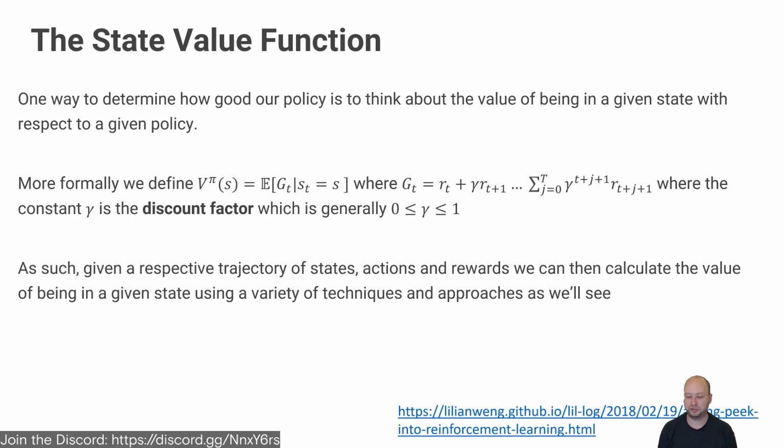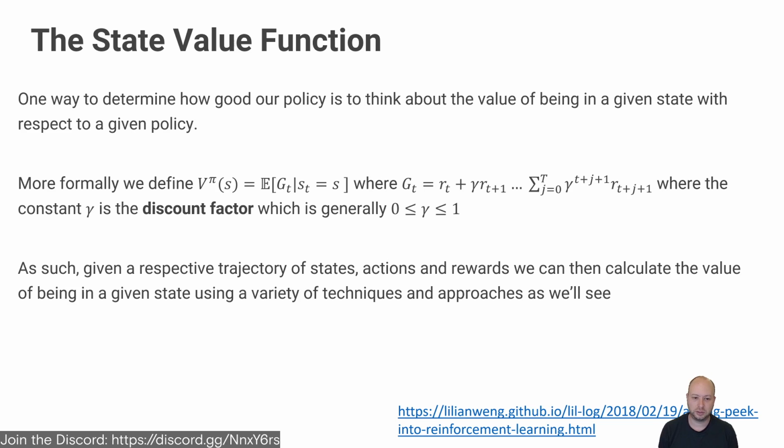And if gamma is equal to 1, then we would basically just add the sum of all rewards that we could potentially see from that state forever. And so you can kind of see this is a good way to determine the value of a particular state that we're in.